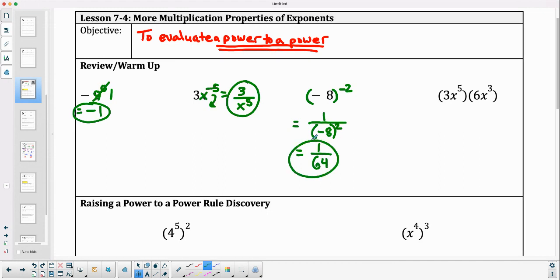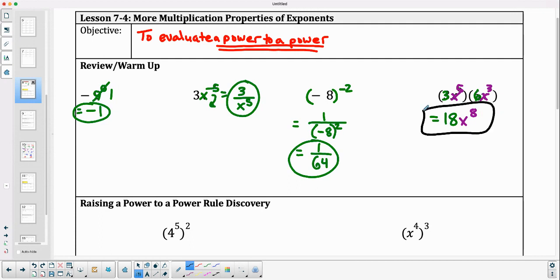Okay, then this one from yesterday, 3 and 6, those are called coefficients. So we multiply those, that's 18. But if you're multiplying powers with the same base, so x and x, what we do with this 5 and this 3 is we add them together. So this is x to the 5 plus 3, or x to the 8. So that's just a quick recap of what we've done this week.